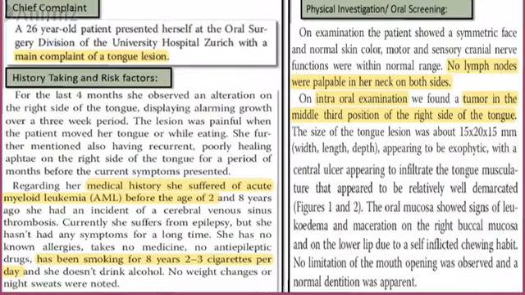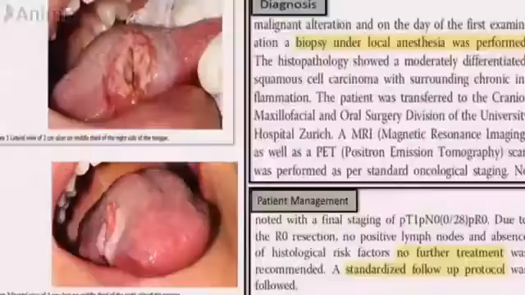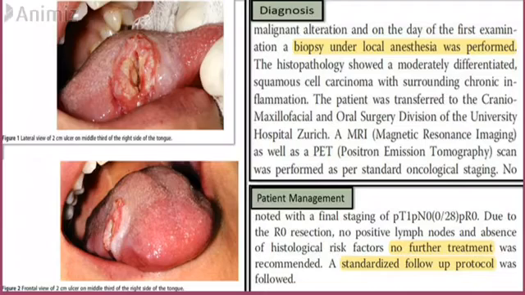History taking and risk factors: medical history, she suffered from acute myeloid leukemia before the age of 2. She has been smoking for 8 years, 2 to 3 cigarettes per day. Her physical investigation: no lymph nodes were palpable in her neck on both sides. Her intraoral examination found a tumor in the middle third position of the right side of the tongue.